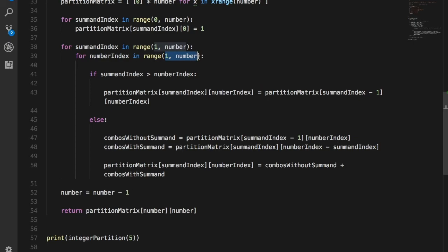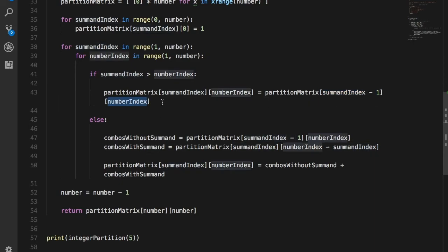So for summoned index in range of 1, number, it starts from 1 because we have already set the other values. For number index in range of 1, number, if summoned index is greater than number index, now, if the summoned is greater than the sum, we just copy the values in the field above. The coordinates for the values in this field will be summoned index minus 1. Remember, summoned is row selection.